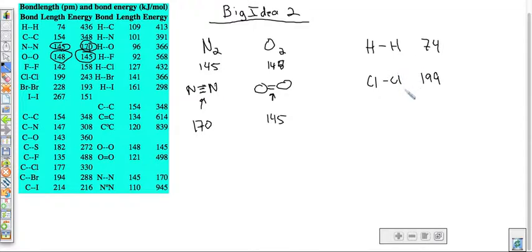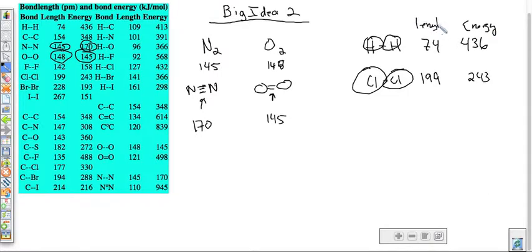So what does this tell us? Since there's only a single bond, the thing that pushes these further away from each other is the sheer size of the chlorine atom compared to the much smaller hydrogen atom. Because these are so much further away, it's easier to break these bonds than these bonds. And if we look at the bond energies, we have 436 versus 243 for chlorine. So here's the energy, and this is the length right here.